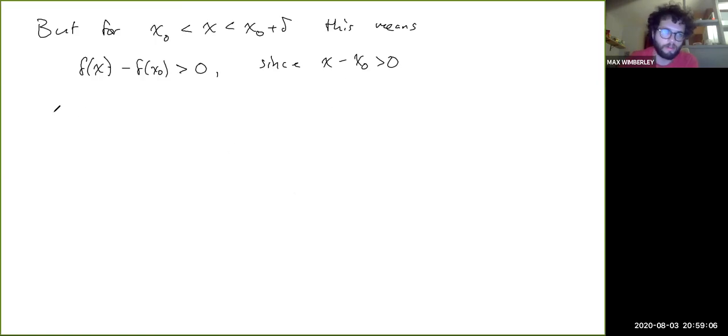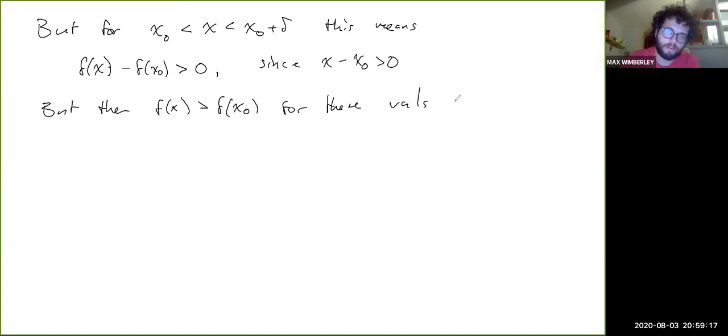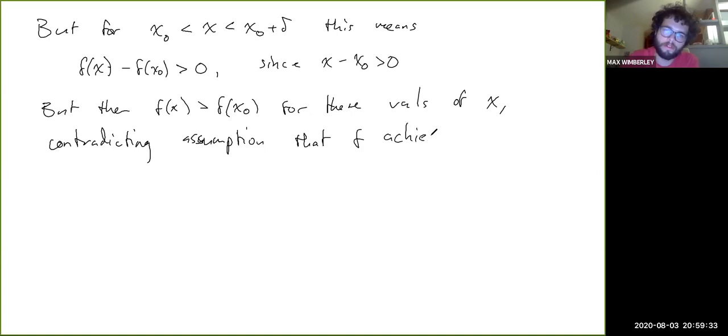But then f of x is greater than f of x naught for these values of x, contradicting the assumption that f achieved its maximum at x naught.